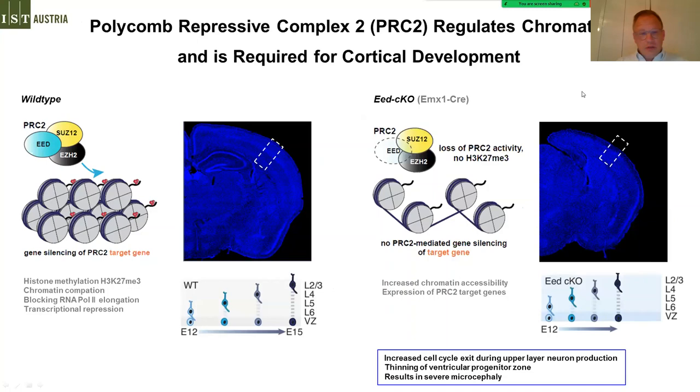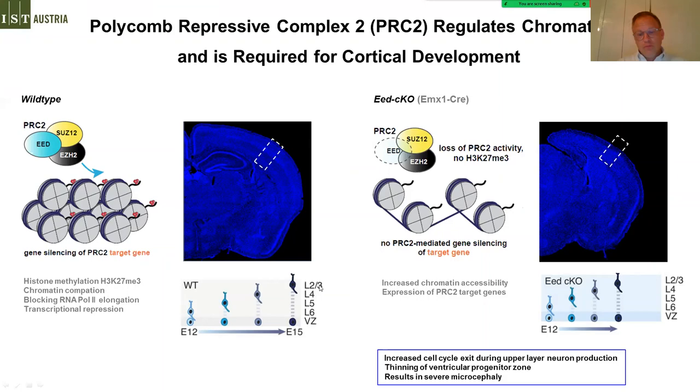It's an epigenetic regulator that controls chromatin compaction. It catalyzes histone methylation at H3K27, and that leads to gene silencing. So basically, if you have PRC2 activity, you silence gene expression. Now, if you remove this component, EED, from the complex, the catalytic activity is lost. And that leads to increased chromatin accessibility and expression of PRC2 target genes in an ectopic manner. And you can appreciate how strong the microcephaly really is here when you knock out this gene selectively in the cortex when compared to wild type.